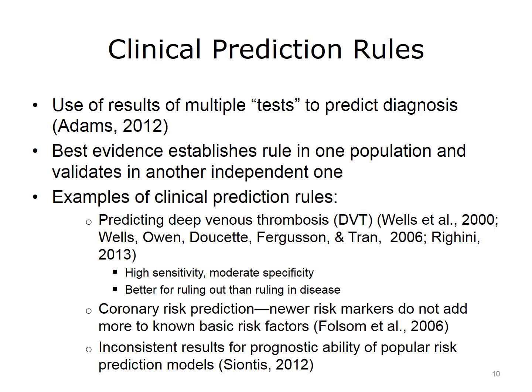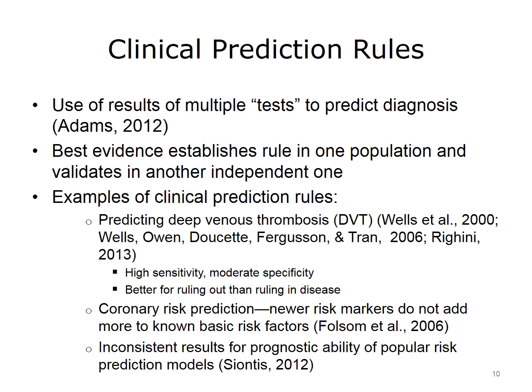The prediction rule for DVT that Wells and colleagues developed has high sensitivity but moderate specificity. This is probably helpful because having high sensitivity, it's good at ruling out disease more so than ruling it in. And with something as serious as DVT that can predispose to pulmonary embolism, it's probably more important to be confident that we ruled out the disease rather than ruled it in.